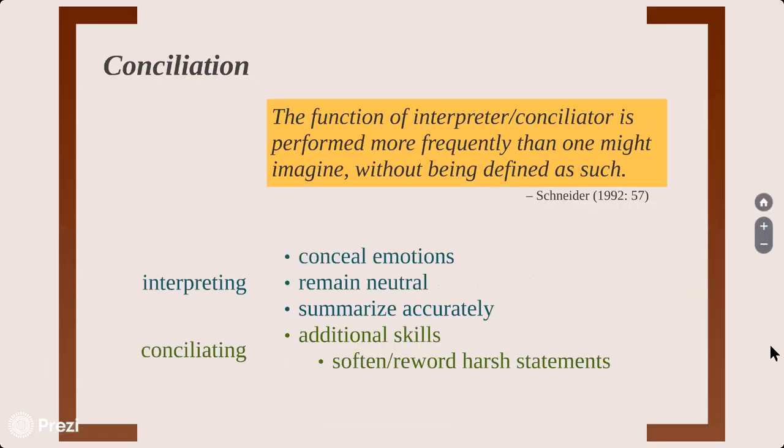So conciliation here, we are doing a kind of conciliation in order to do something like a reformation between the client and the other party. The function of the interpreter, or the conciliator, is performed more frequently than one might imagine without being defined as such. Interpreting and conciliating. So for the interpreter, during the interpretation, he needs to reconcile emotions. You have to reconcile emotion, remain neutral, summarize accurately.